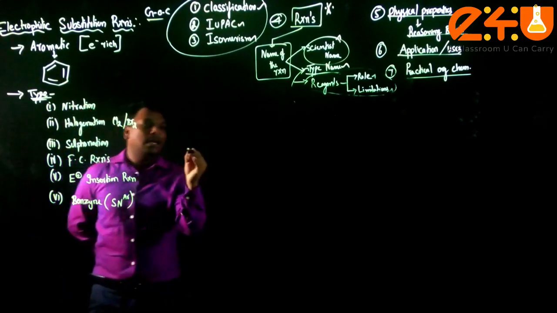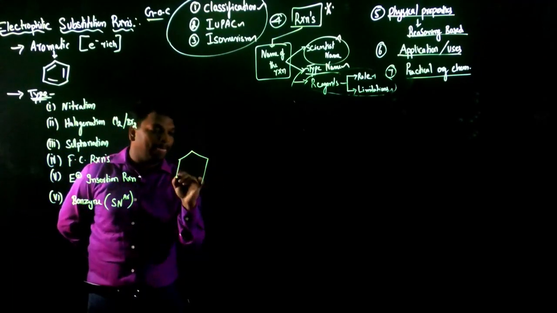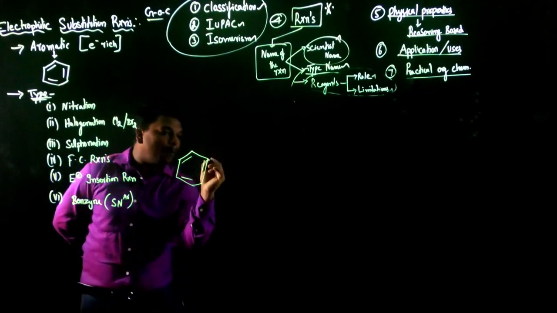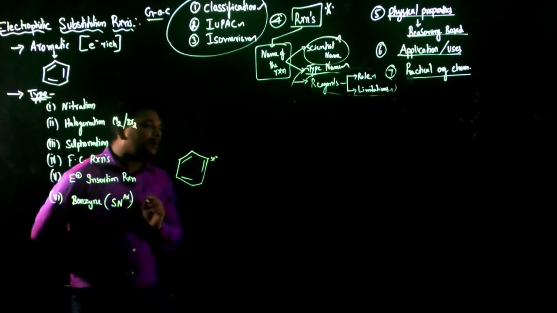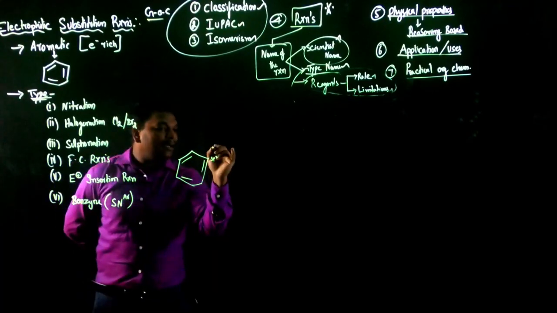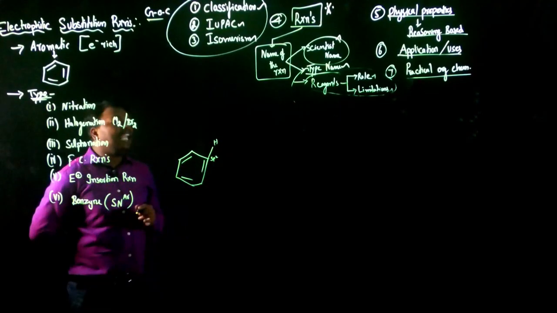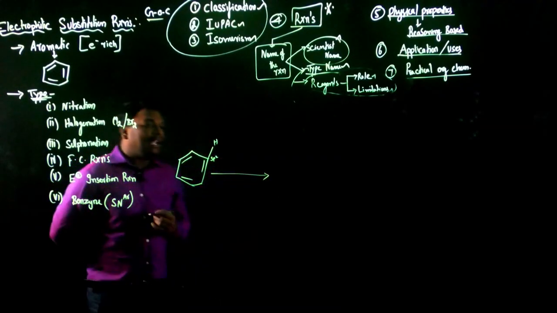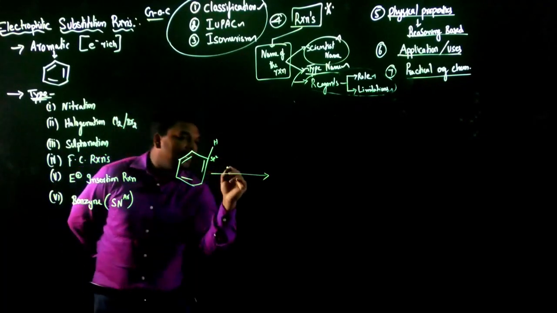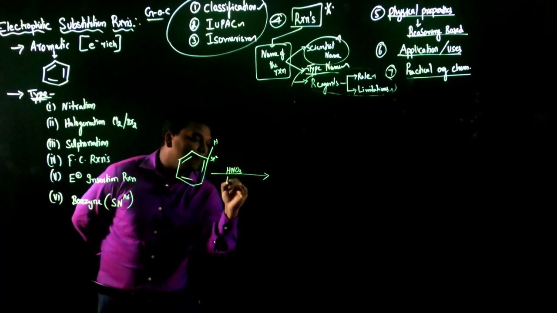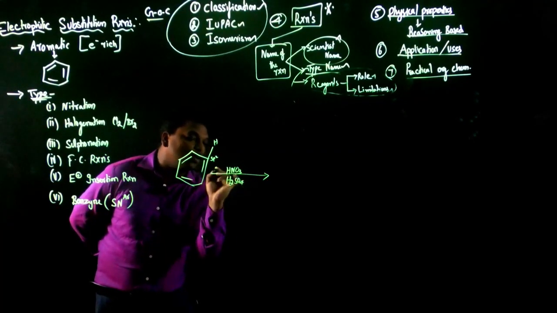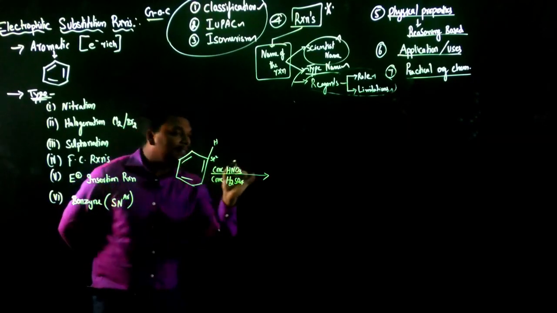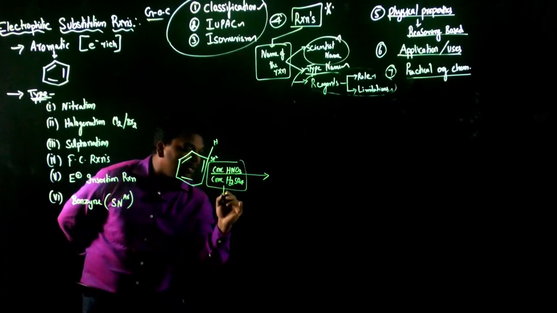Now we'll take nitration. I'll take benzene, and you know that benzene is an aromatic compound and all are sp2 hybridized carbon, and I'm going to replace any one of this hydrogen in this benzene compound. Let me take nitration. First example, I'll take nitric acid and sulfuric acid, concentrated nitric acid and concentrated sulfuric acid, and this we'll call it as nitrating mixture.